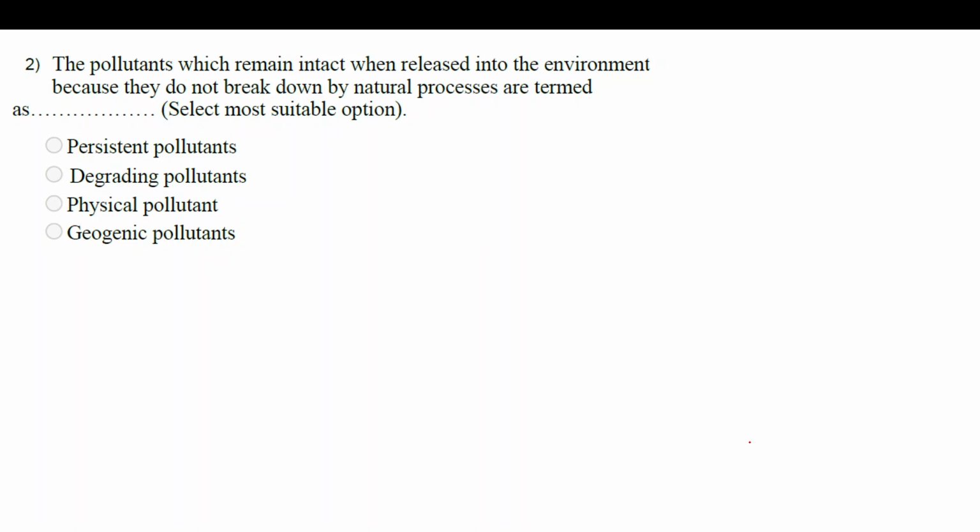Next: the pollutants which remain intact when released in the environment because they do not break down by natural processes are termed as dash. The key term you need to look into is that they do not break down. They are not impacted by external factors. So that class of pollutants is known as persistent pollutants, which remain in their original form. So A is the correct answer again.